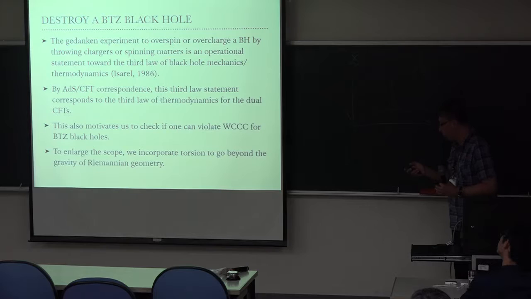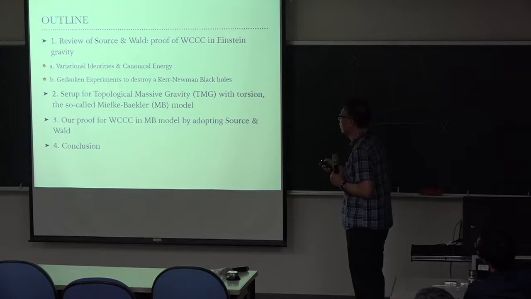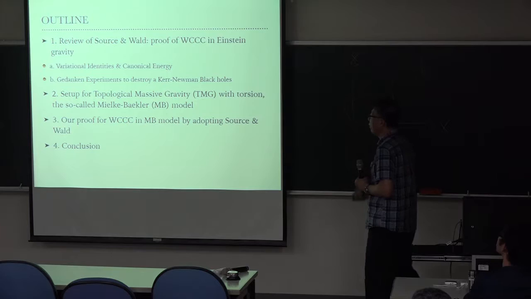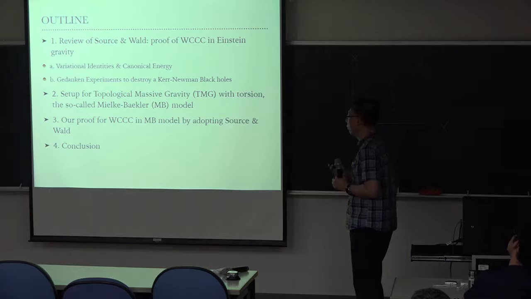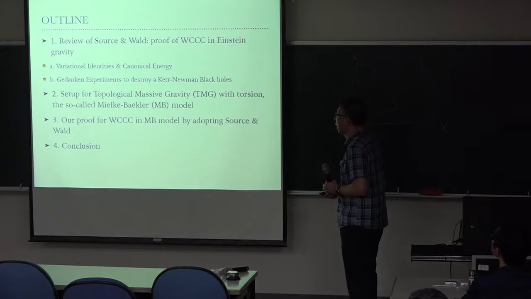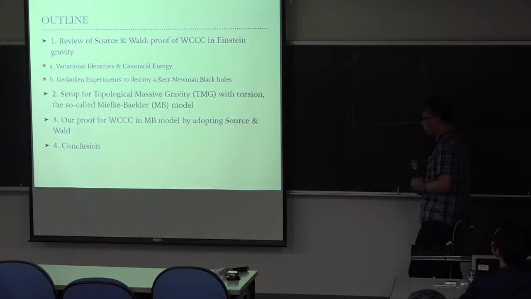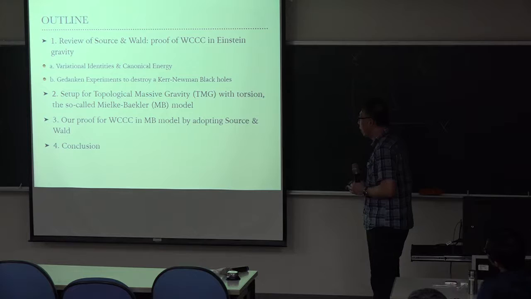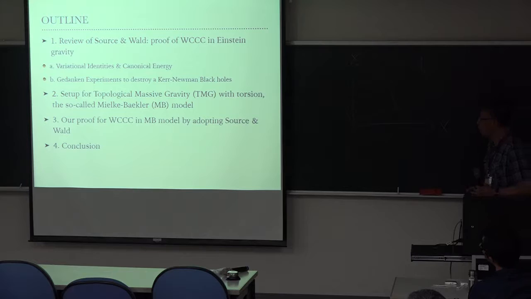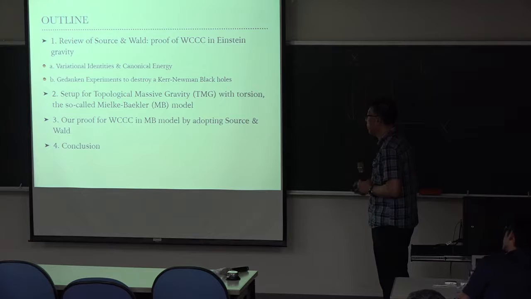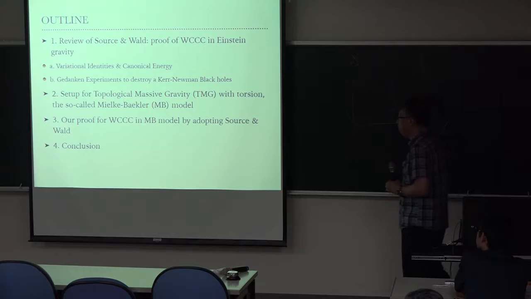So the outline is that I will first spend some time to review the paper by Sorce and Wald, okay? It contains two main parts. One main part is that they derive the variational identity for first order and for second order. And then based on this identity, they can use it to prove the weak cosmic censorship conjecture by doing this Gedanken experiment. Okay. And then after that, it's the main part of the talk. After that, I will set up our topological massive gravity with torsion and consider the BTZ black hole in this kind of model. This kind of gravity is called the Mielke-Baekler model. So we consider the BTZ black hole in this kind of model. And then we try to prove that actually, in this case, the weak cosmic censorship also holds for most cases. Yeah, we will point out some uncertain parts in this case.